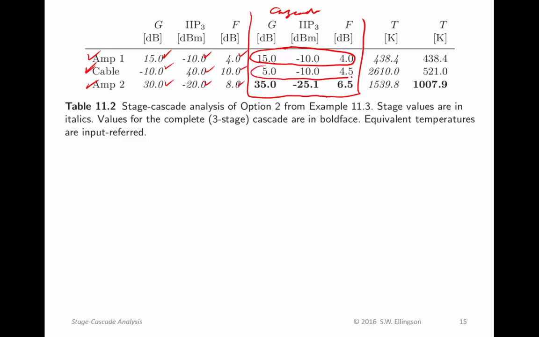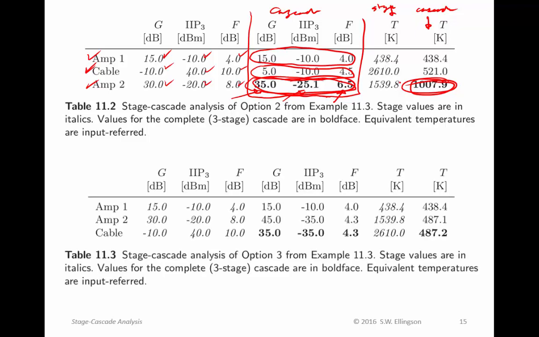Here the cascade results are for the first and second stage, and then here the cascade results are for the first, second, and third stages. So this is the overall gain, this is the overall input third order intercept point, and this is the overall noise figure. And then just for reference, I'm also showing here the equivalent noise temperature. So that's the stage equivalent noise temperature, and this is the cascade equivalent noise temperature. So these 4 numbers here are describing what I've got for the system for this particular cascade.